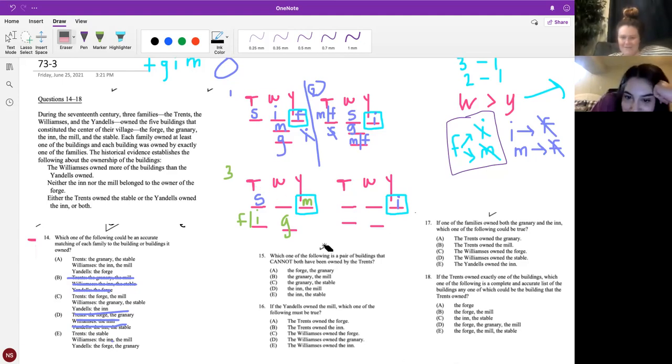Awesome. And then number 17, how would you handle 17? If one of the families owned both the granary and the inn, which one of the following could be true? So I probably would just put it into one of them and just try it. If one of the families owned the G and the I. So I'm like, okay, which ones? Okay, but what worlds can they own the G and the I? So world 1 is possible.